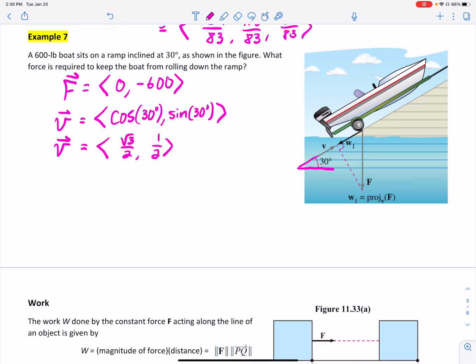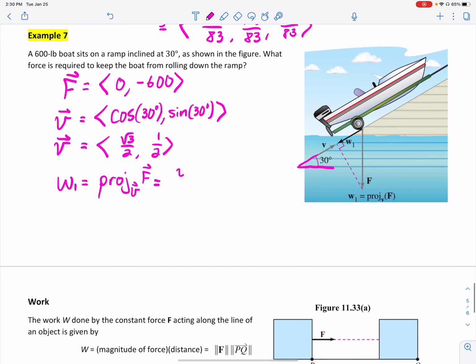Right? So I want W1 here. W1 is the projection of F vector onto v vector. Take a look at the picture. W1 is that projection. This is going to tell me how much force is being pushed down along the ramp. All right, so I write this definition out: v dot F over the magnitude of v squared, times the vector v.